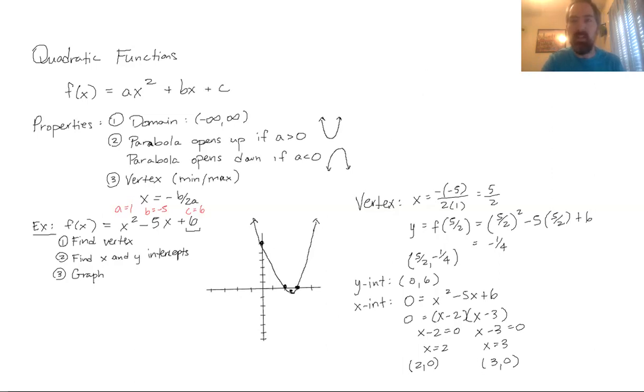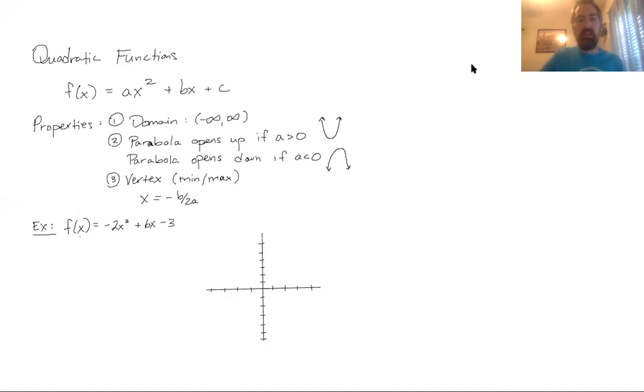All right, now let's take a look at a second example where we want to graph the quadratic function. So in this example, we have a new function, f of x equals negative 2x squared plus 6x minus 3. Again, you can label your A, B, and C if you'd like to at the very beginning. A is negative 2, B is 6, C is negative 3.